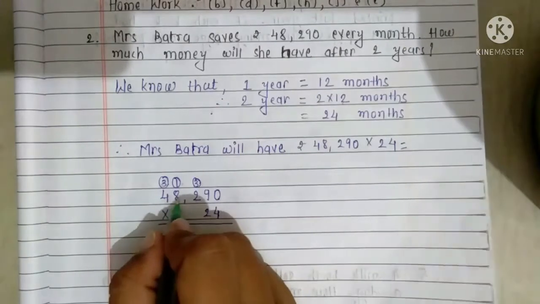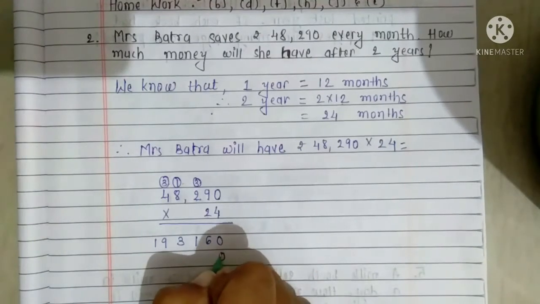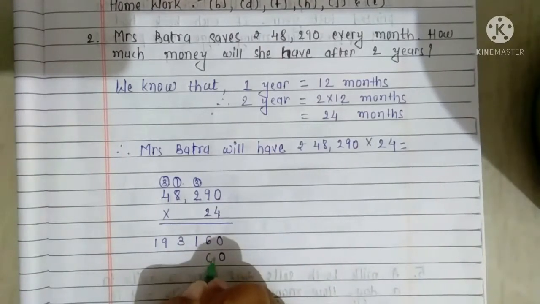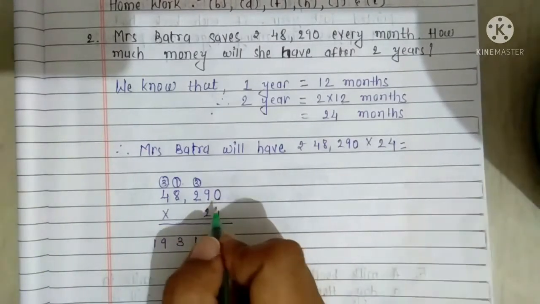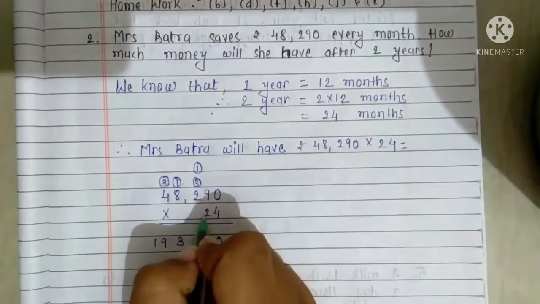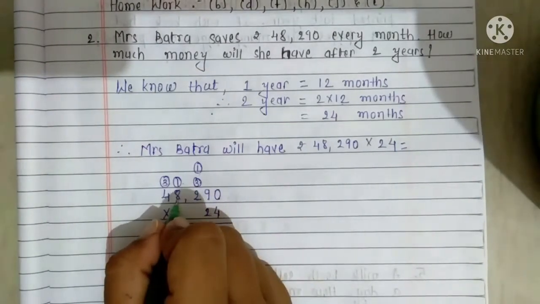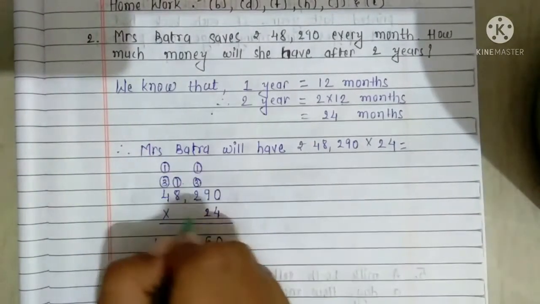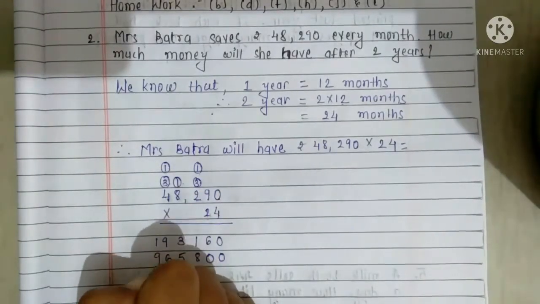Now we multiply 48,290 by 20. 20 का 0 यहाँ पे हम रख देंगे. 2 multiplied by 0, answer is 0. 2 8s are 16... 2 9s are 18. Carry on 1. 2 2s are 4. 4 plus 1, 5. 2 8s are 16. Carry on 1. 2 4s are 8. 8 plus 1, 9.